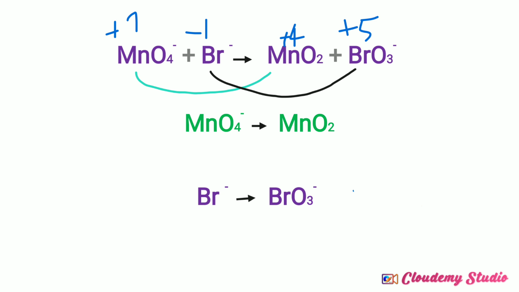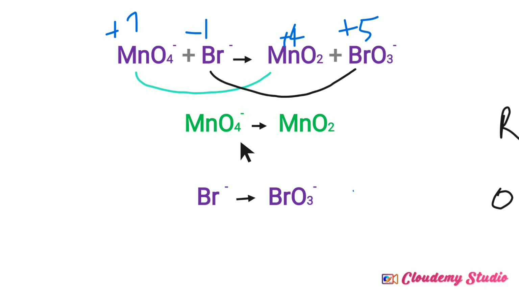In the case of manganese, from plus 7 it becomes plus 4, so there is a decrease in oxidation number. Therefore, permanganate ion to manganese dioxide is the reduction reaction. So the other will be the oxidation reaction. Now each of the reactions we need to balance first.